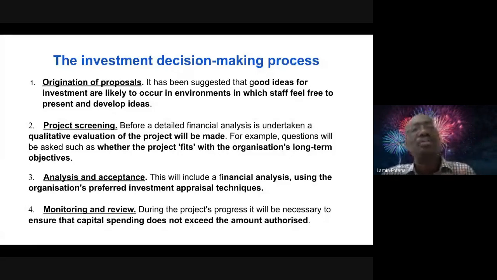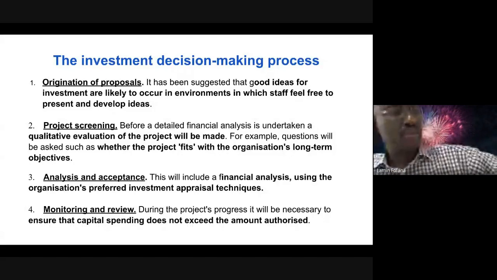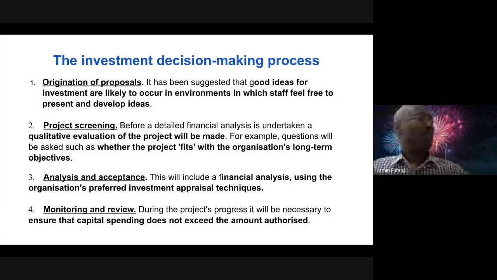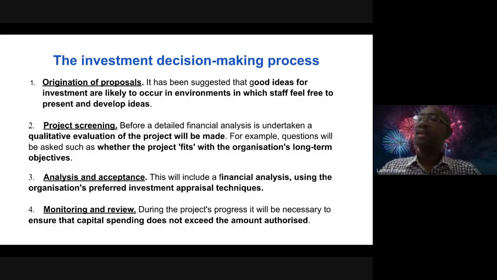Okay, these are some of the procedures that will be followed before one can conclude that I want to invest in buying a machinery, I want to invest in poultry farming, I want to invest in agriculture, in tree plants, in fruit plants, and stuff like that. So they are all forms of investment. So the first thing is there has to be an origination of a proposal.